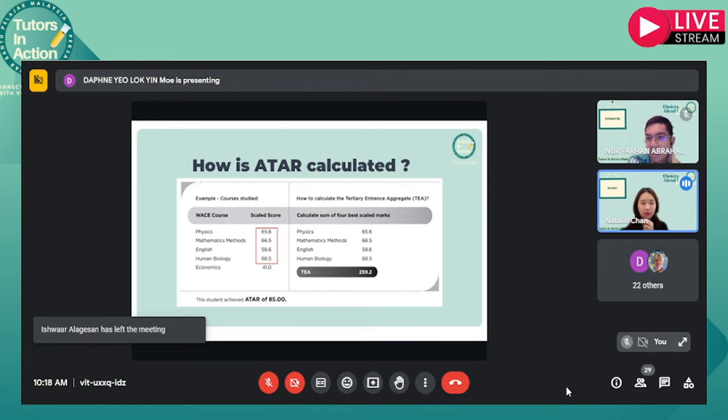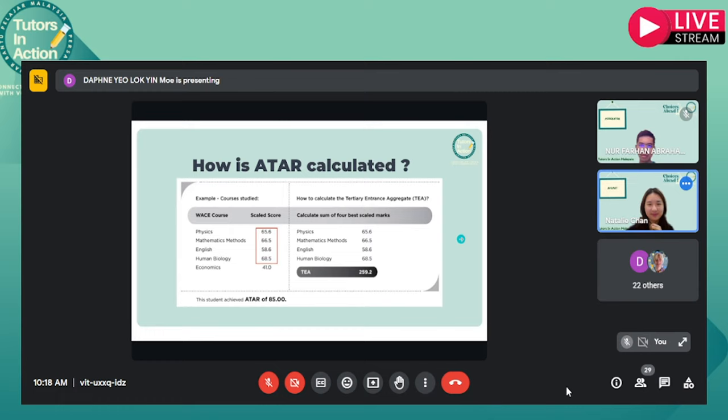So I have to emphasize that the ATAR is a rank, not how well you have done in the subject. Unlike A-levels or other pre-university courses, where you are given A, B, C, or D, and this shows how well you have done in that subject, ATAR is not like that. ATAR is how well you have done against other people who did the exam. Yeah, next.